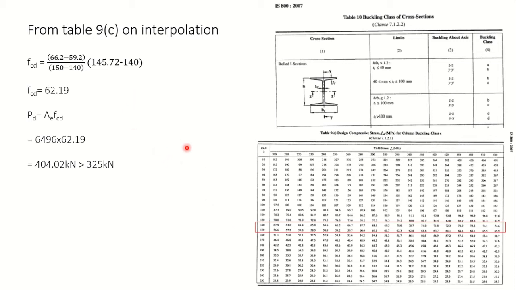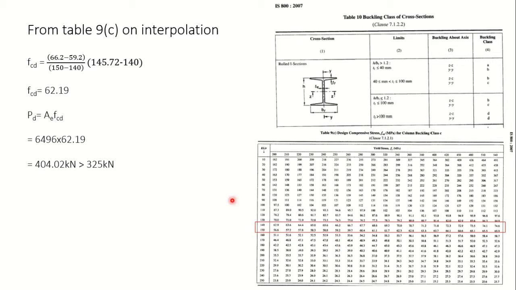Now for 145.72, we need to find out the design compressive stress. Here the buckling class is C, so I'll directly go with Table 9C, which gives me the fcd value, the design compressive stress. For buckling class C, Table 9C, for fy equal to 250, we have values given for KL by r equal to 140 and KL by r equal to 150. For 140 it is 66.2 and for 150 it is 59.2.